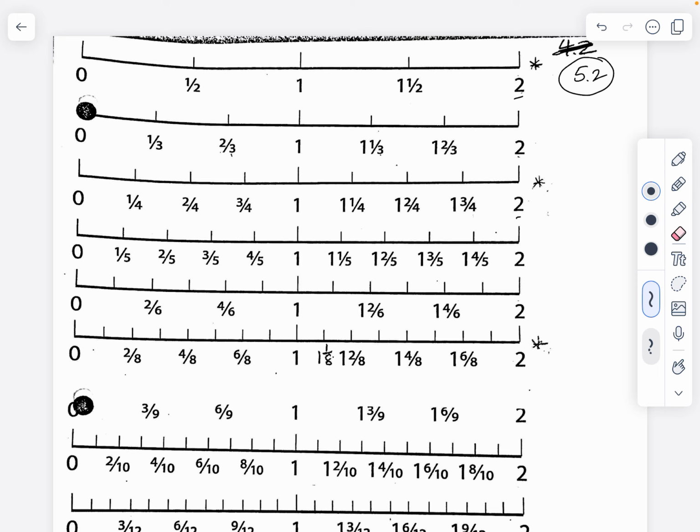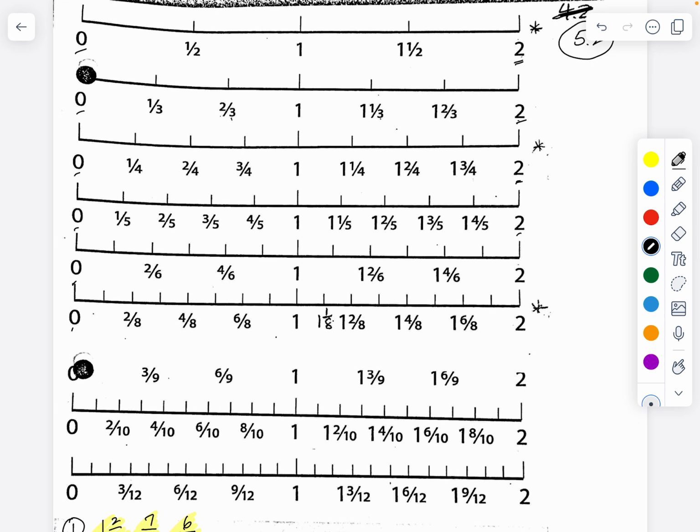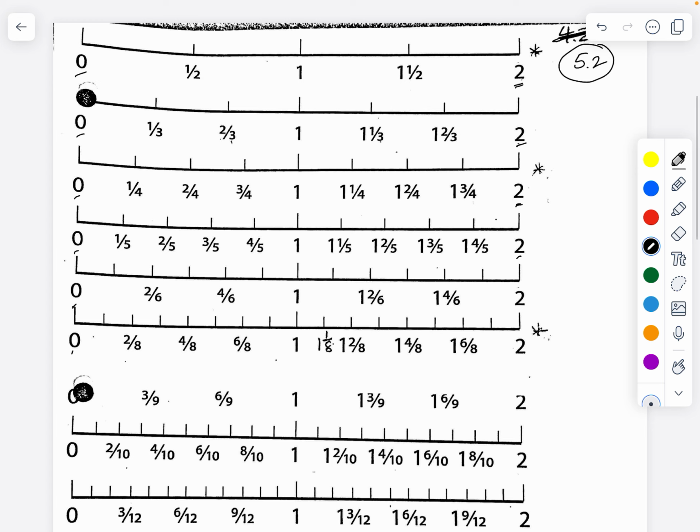First thing that I want to mention to you is looking at the number lines, you should see some things in common. You should notice that each number line starts off with a 0 on the far left-hand side, and then it goes to 2 on the far right-hand side, and all the number lines are lined up neatly underneath each other. The only difference being that each number line is broken up into different denominators according to the fractions that they represent.